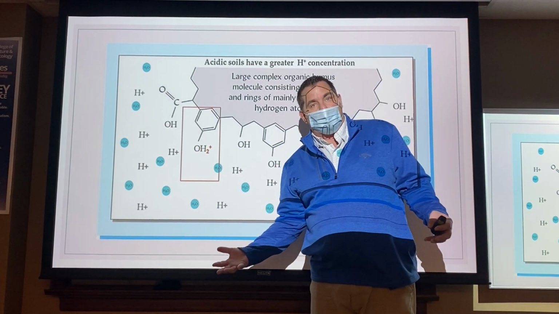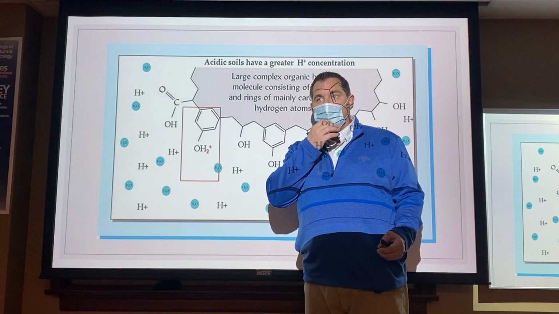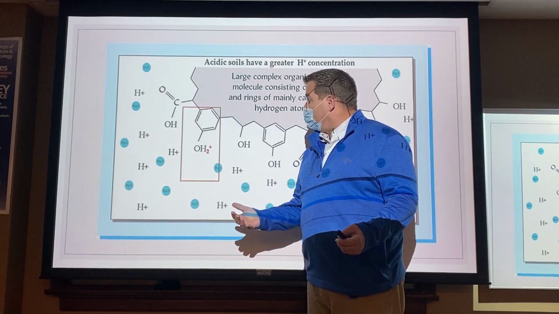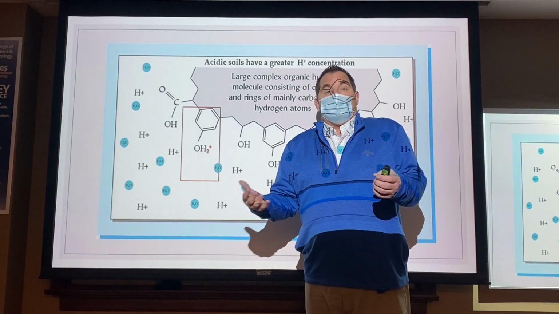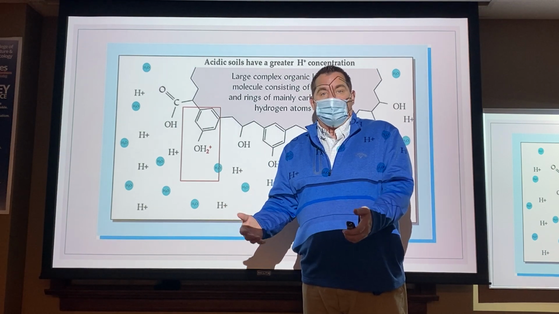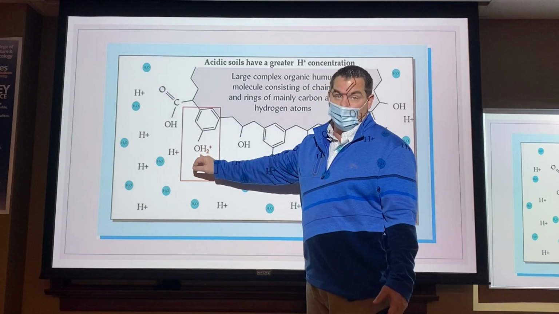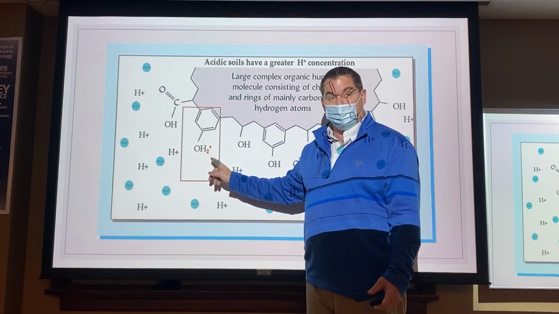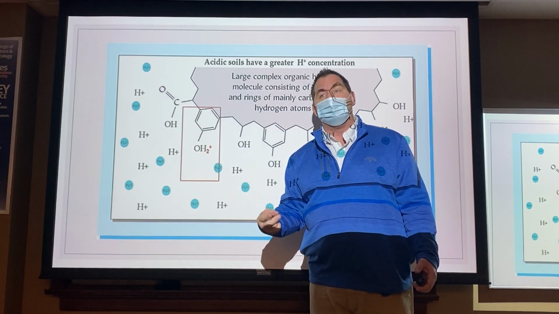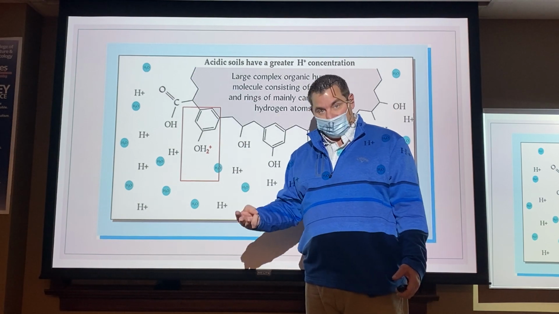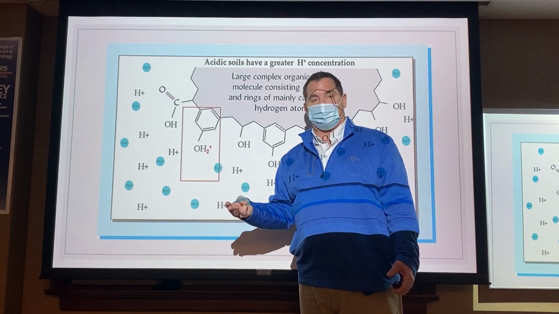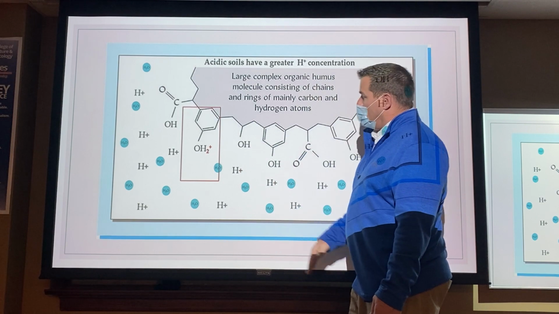And so this is what happens in our soils that have organic matter in an acidic situation, or our aluminum and iron oxides. They can become protonated. And now you can hold on to an anion such as nitrate, sulfate, phosphate, not so much chlorine, but we would be able to hold on to those.